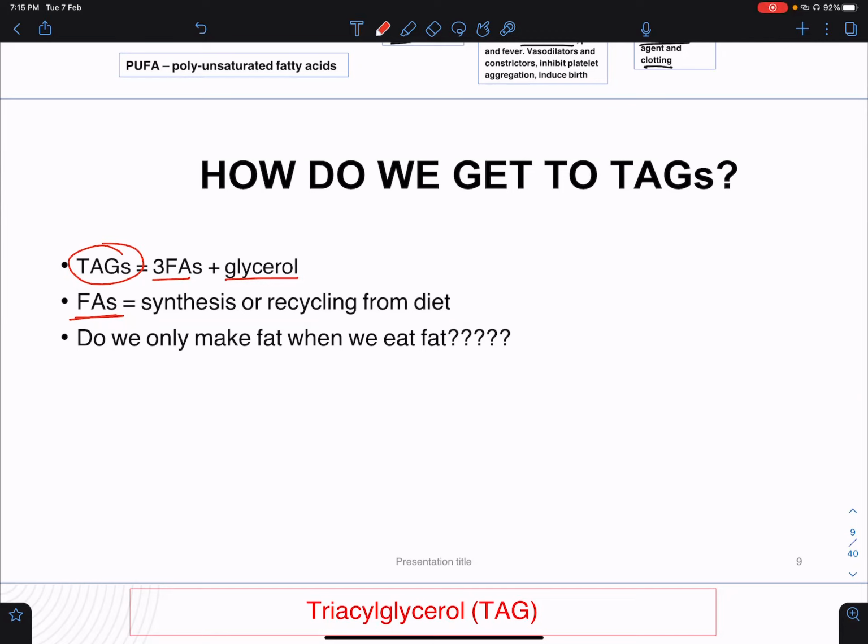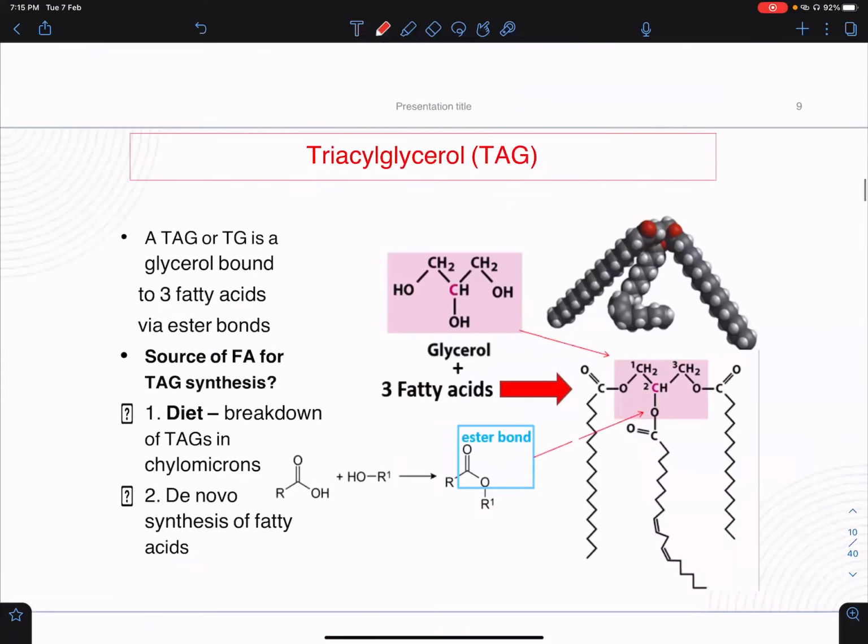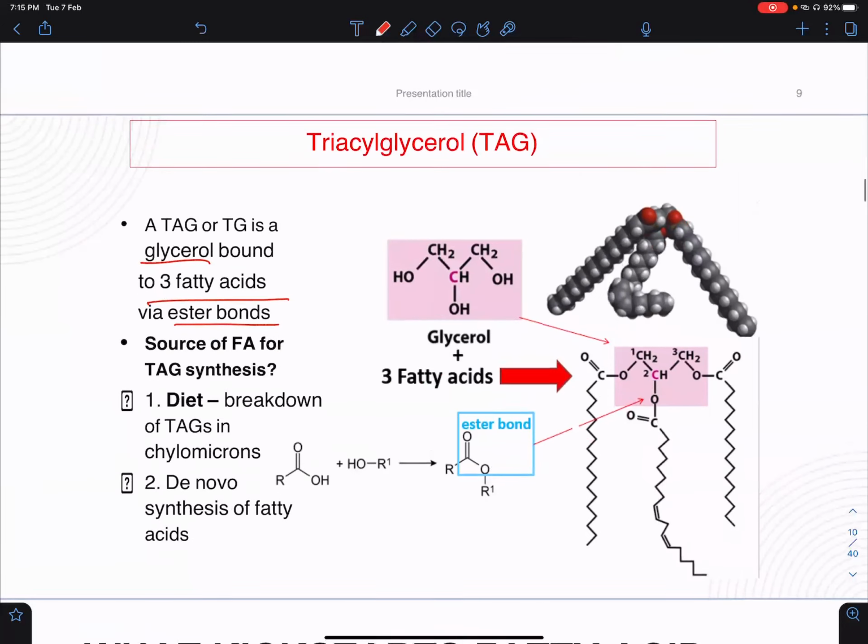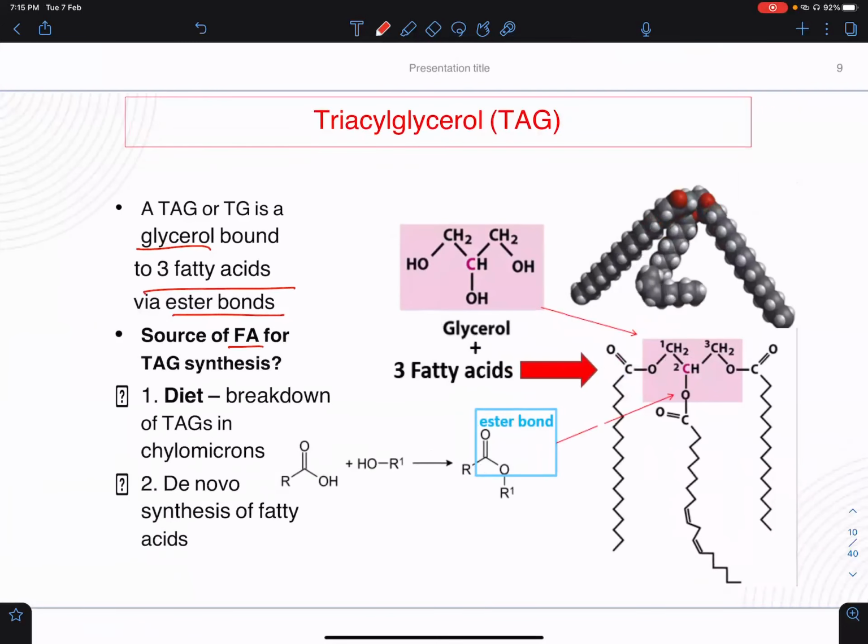Why? Because that's how we store the fats in our body. So we make the fatty acids so that they can end up being stored as triglycerides. We can't just make the fatty acids and leave them there, okay? So this is why we're discussing fatty acid synthesis today. This is what the doctor mentioned in the slide. So we have the 3 fatty acids that are joined to glycerol with an ester bond. I'm flying through the slides because this is all basic stuff that you probably already know. So how do we get the fatty acids? Either from breakdown of fats in the diet or from de novo synthesis, which means making it from scratch.